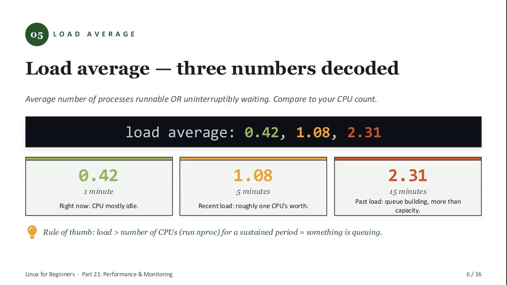Since load average came up, let's decode it properly. Those 3 numbers are the 1, 5, and 15-minute averages of processes either running or stuck waiting. And the trick is to read them in context of your CPU count. In this example, we go from 0.42 up to 2.31, which tells a story. Things were calm 15 minutes ago. Wait, actually the opposite. Read right to left for history, left to right for now. So, load was heavy and it's recovering. Run nproc to see your core count, and remember, sustained load above that number means a queue is forming.